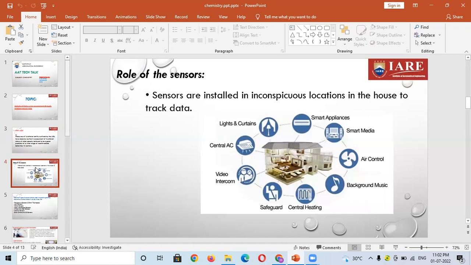This picture represents different types of places where sensors are controlled: lights and curtains, smart appliances, smart media, air control, background music, central heating, safeguard, video intercom, central AC. So these are all general sensors which are used in our homes.